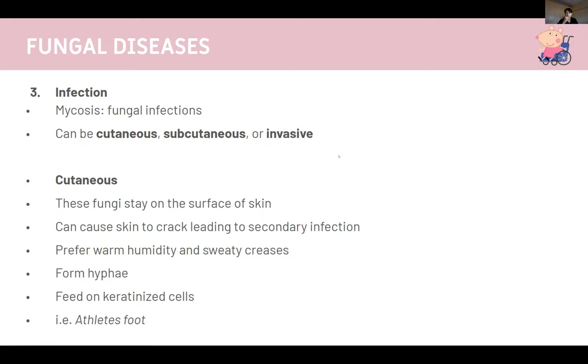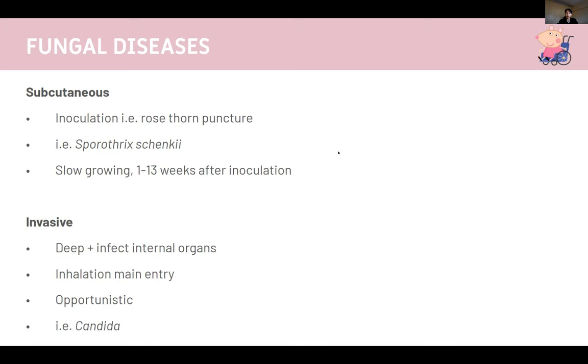Then we have subcutaneous, which is a layer down, so underneath the skin. These mostly occur due to inoculation. So for example, if you're pricked by a rose thorn, and the example here is Sporothrix. And these are slow growing and take about 1 to 13 weeks to start to see symptoms after inoculation. Finally, we have invasive. This is basically where our infection reaches our deep tissue and starts to affect our internal organs as well. The main method of entry in this case is inhalation. And for example, Candida. That's an example where this normal flora can turn opportunistic and become an invasive pathogen.